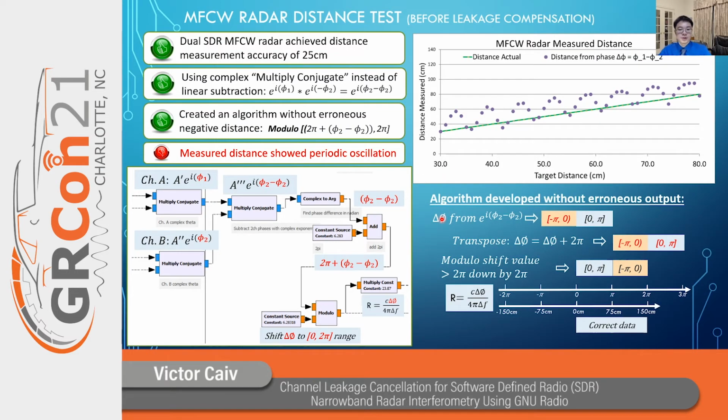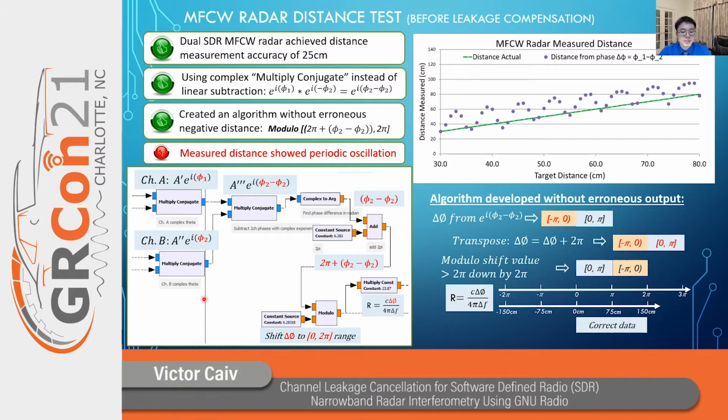So here is our algorithm for correcting the erroneous output. We have a multiply conjugate to subtract the phases in this e to the i phi form so that the phases won't go outside of this range. We can transpose by 2 pi and use a modulo in order to make sure that all the phases end up in the 0 to 2 pi range, and so all the distances will end up in the correct 0 to 150 centimeter range.